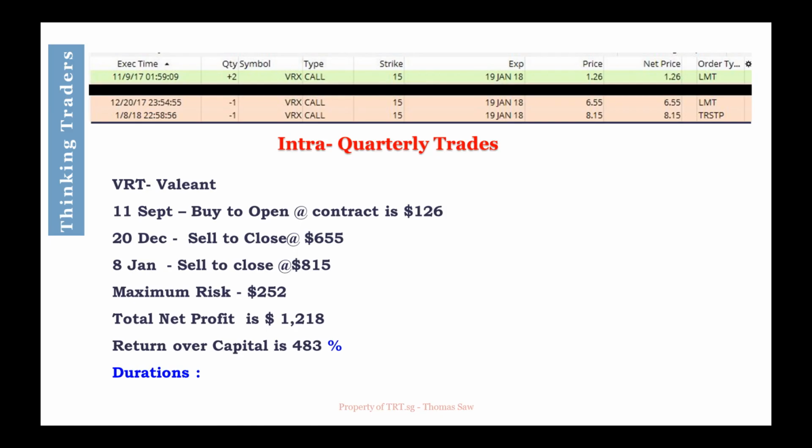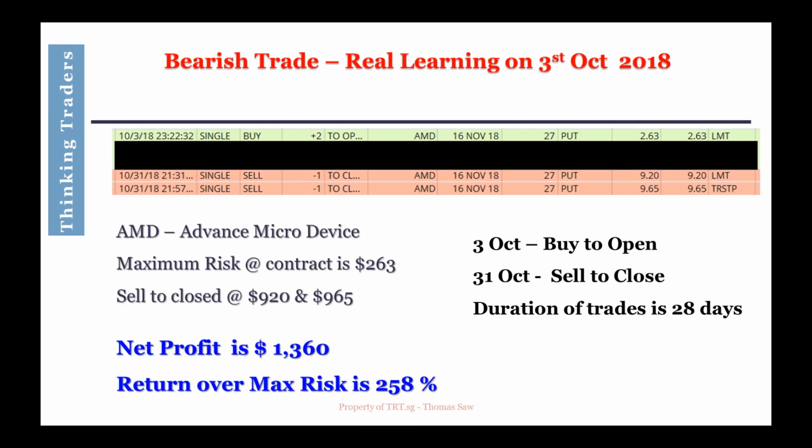This is another one. Buy 126, take profit at $6 and $8. Sorry, I skipped a fast one. I don't focus much on slides, I want to focus more on the live market later on. In 28 days, I took profit for buy 260, buy 263, take profit at 920, 965.